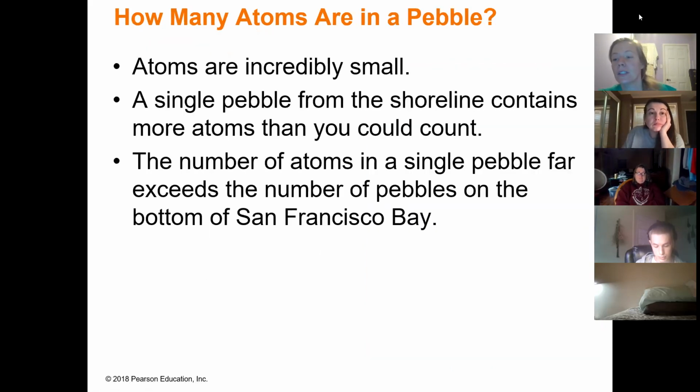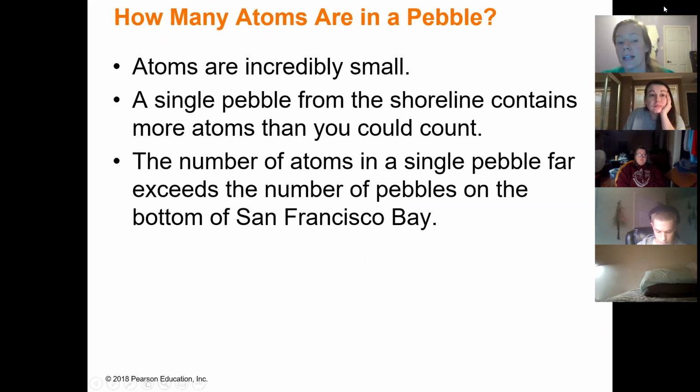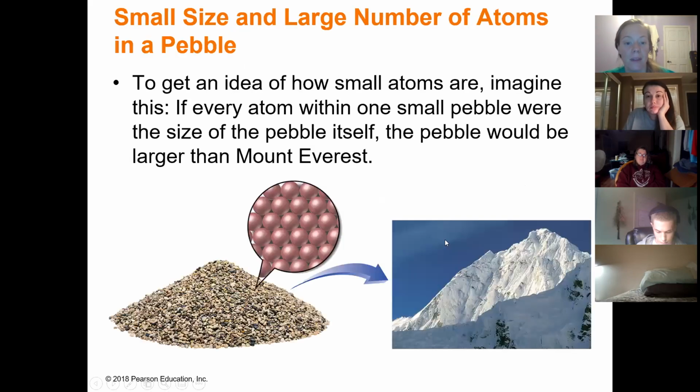Atoms are incredibly small, like so teeny tiny. A single pebble from a shoreline will contain more atoms than you or your children or your children's children could count if you counted for the rest of your lives. So the number of atoms in a single pebble far exceeds the number of pebbles in the bottom of San Francisco Bay. To get an idea of how small atoms are, if every atom within one small pebble were the size of the pebble itself, the pebble would be larger than Mount Everest. So lots of atoms, and they're tiny.